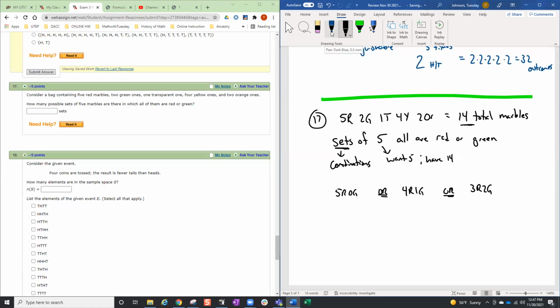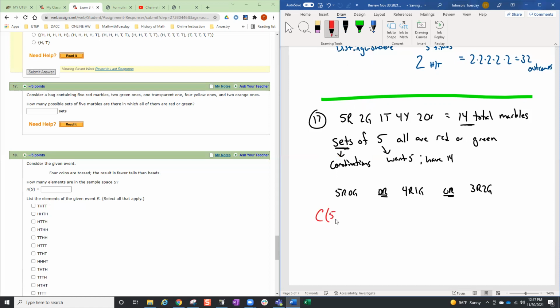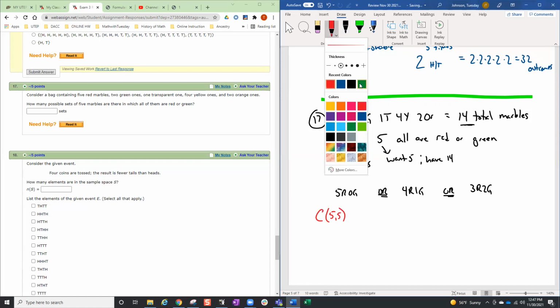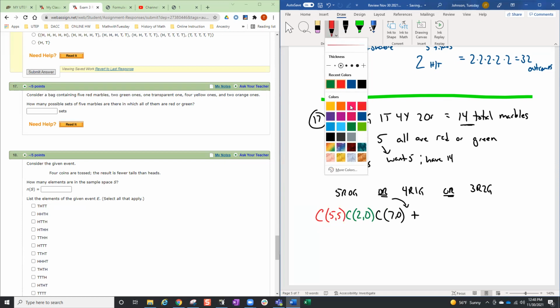So the way we'll do this is going back to this whole red and green, get new colors. Okay. Out of the 5 red that we have, we want all 5. Out of the 2 green we have, we want 0. And then what about the other marbles that are not red and green? We have 4, 5, 6, 7 marbles remaining. We want none of them. Or, add. And then we'll do it all again.